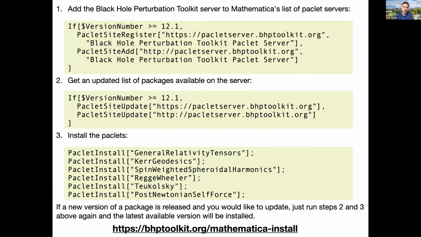If you go to this link here, bhptoolkit.org/Mathematica-install, you'll get instructions very similar to the ones here. It's essentially just a couple of lines. You add our package server, our paclet server, to tell Mathematica to know about it. You then download a list of packages that are available, and then you can use this paclet install command in Mathematica to install the various packages in the toolkit. If there's ever an update, a new version is released, you can just rerun steps 2 and 3. So it's a very simple process.